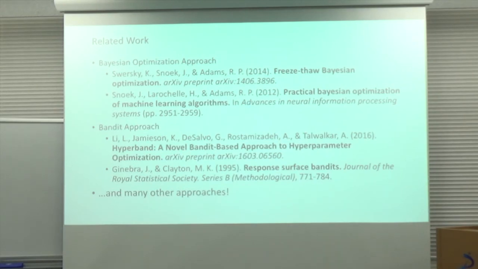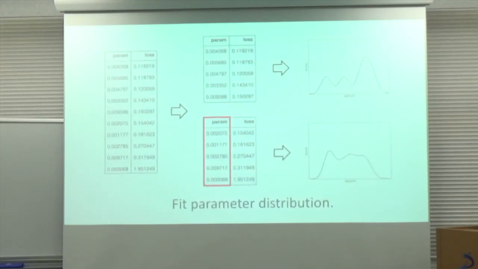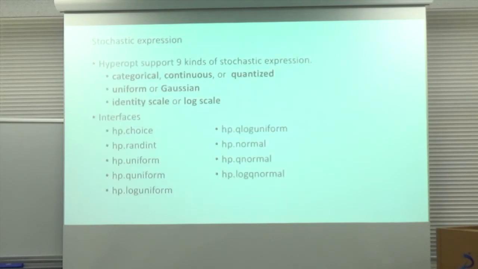Another question is about the several different kinds of interfaces you mentioned, like Q uniform. Is it like HP uniform? Is it related to quantum or something? No, HP quniform, HP qlognormal. This is, for example, for integers. It also supports rounding. But sometimes it's not necessarily an integer; sometimes we want to quantize.